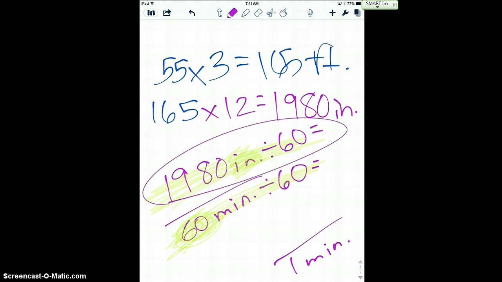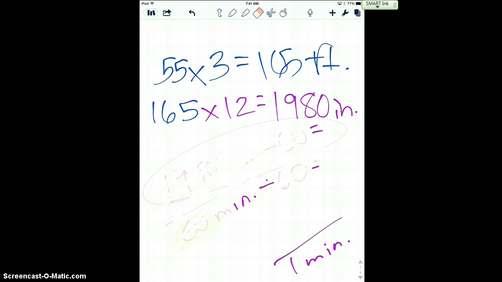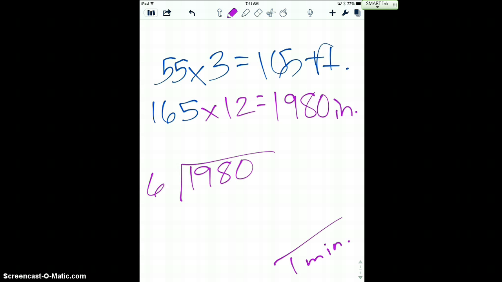And I need to take 1,980 divided by 60, which is not bad. It actually goes in perfectly. So 1,980 divided by 60, and you're not just watching me, you're trying this yourself. 60 does not go into 1. It doesn't go into 19. It does go into 198. How many times? Well, 6 times 1 is 6. 6 times 2 is 12. 6 times 3 is 18.